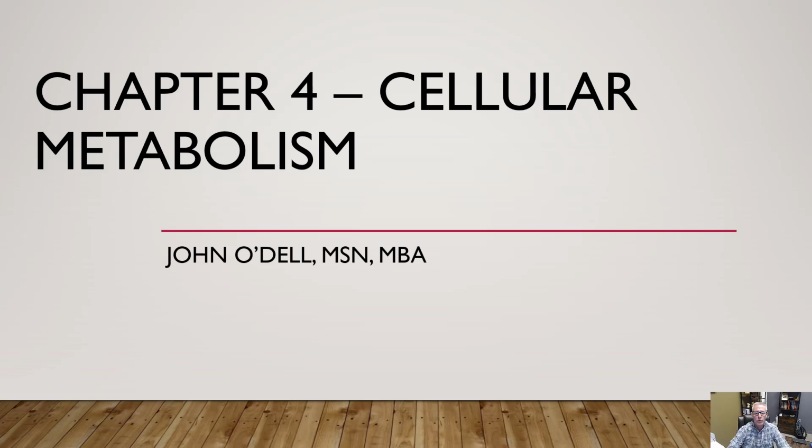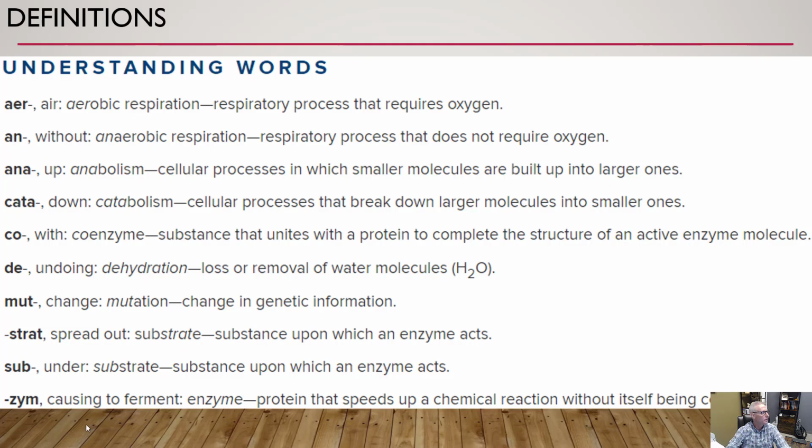All right, today we are going to be covering chapter 4, which is over cellular metabolism. Again, as always, we're starting out with some roots, prefixes, and suffixes. AER, aerobic, like think of aerobics. That's something that requires oxygen. AN, without. We'll talk about anaerobic respiration, things that don't require oxygen. ANA versus CATA, anabolism versus catabolism.